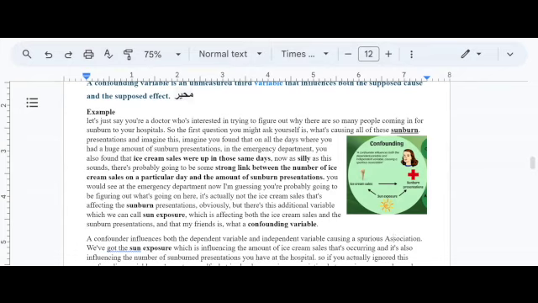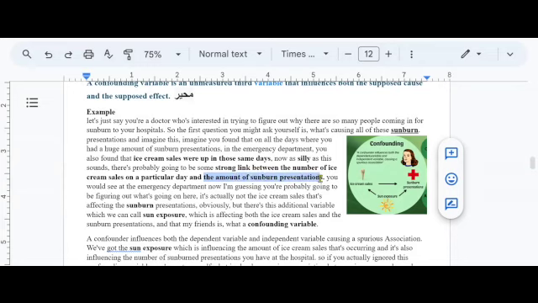Very good. What did you understand? Anything? Yeah. What did you understand? One thing can affect 2 factors. Okay, so many people going to the hospital, right? And they are affected by what? Sunburn, right? The amount of sunburn presentation, right?